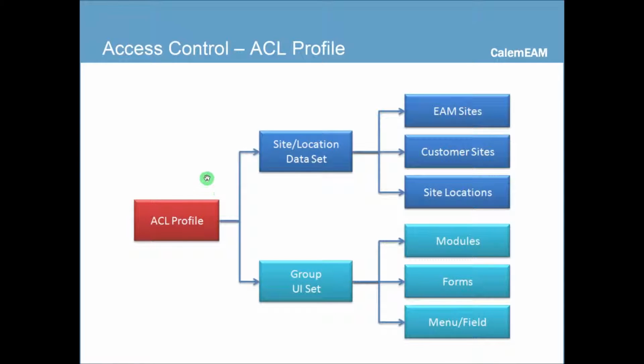Now let's look at the access control. In Calem, access control includes dataset and UI set. Datasets are demonstrated as sites and locations, and UI sets are defined as groups in Calem. So the dataset can be EAM sites, customer sites, and locations inside the site. A UI set would include modules, forms, menus, and fields. And the UI set will be discussed in the next training module. Today we focus on the dataset.